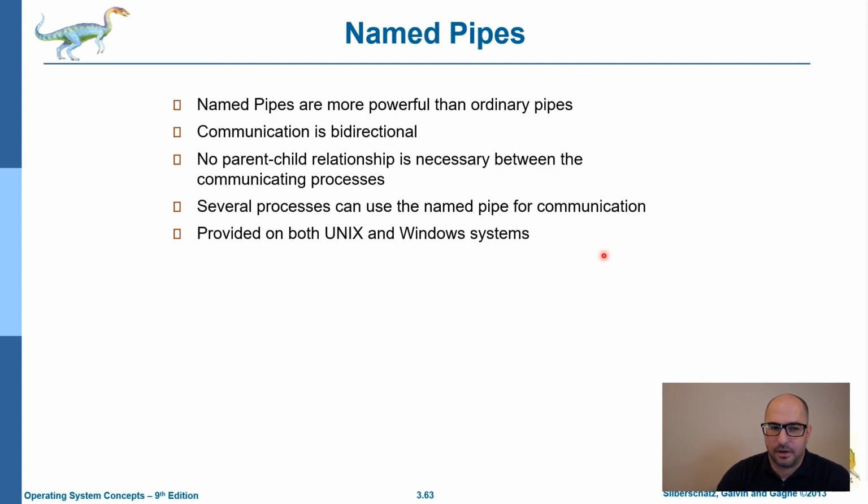Named pipes are pipes that live elsewhere, that processes can connect to and establish a link between. And because they exist outside of the processes, there is no parent-child relationship required. And that way, processes can use a named pipe for communication.